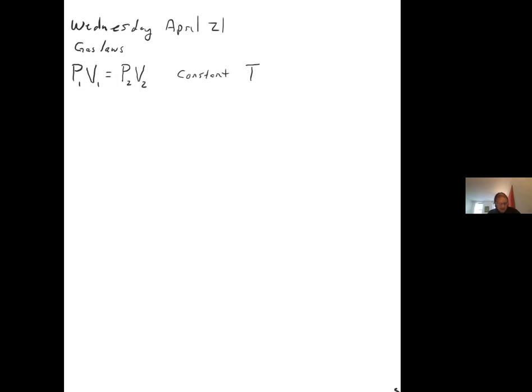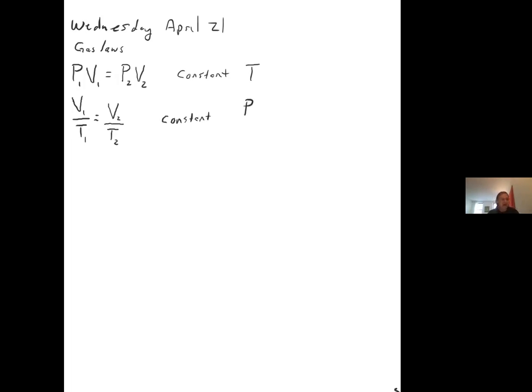Then we had the second relationship, which was Charles's law, which said that the volume of a gas divided by its temperature is constant. You can write that as a proportionality, a ratio: the initial volume divided by the initial temperature is equal to the final volume divided by the final temperature, and this was at constant pressure.